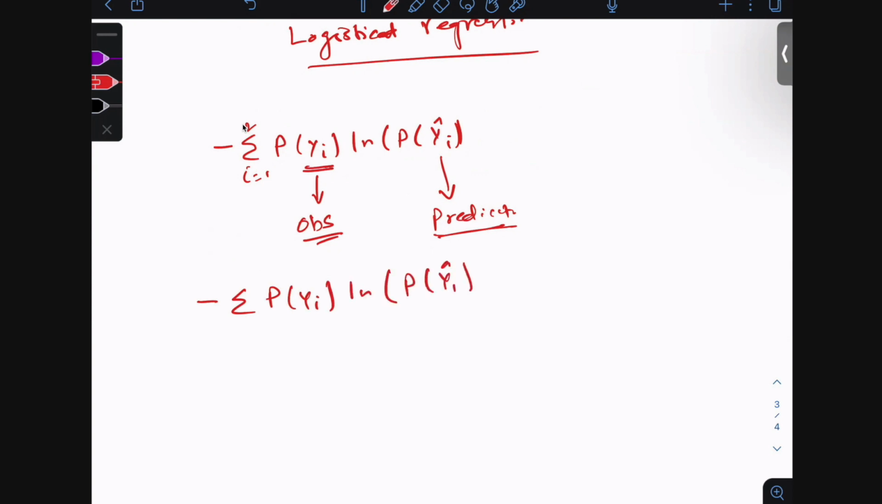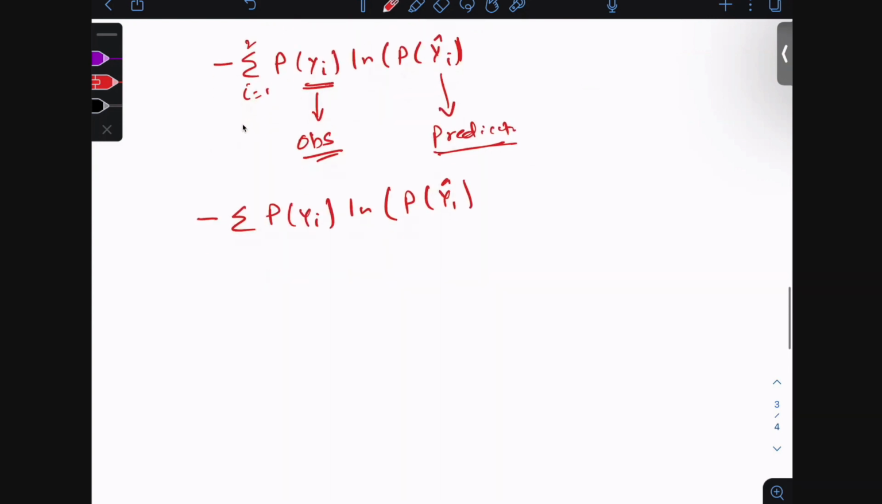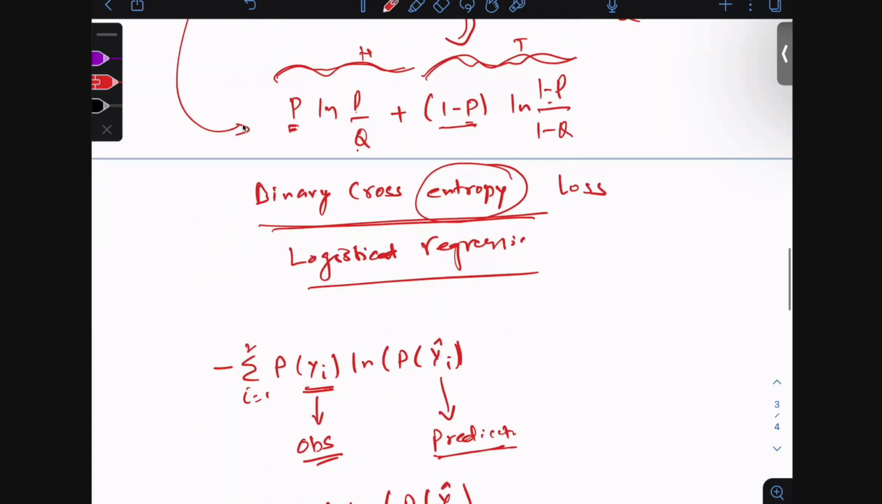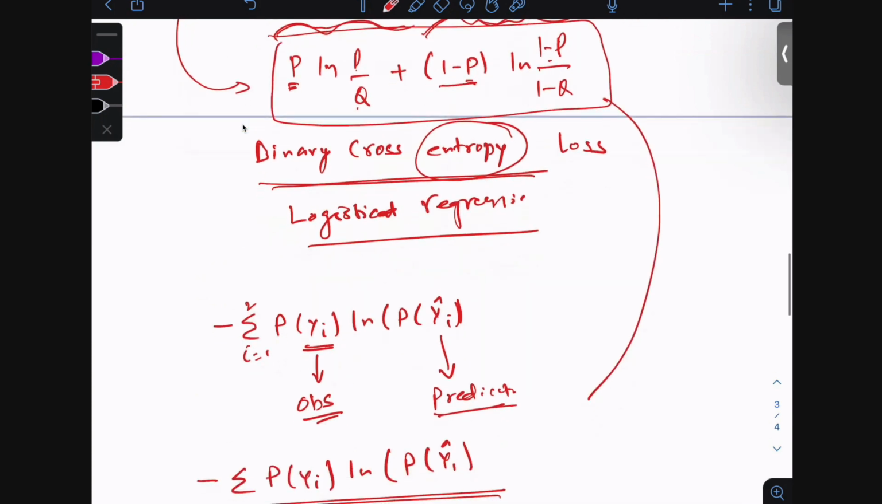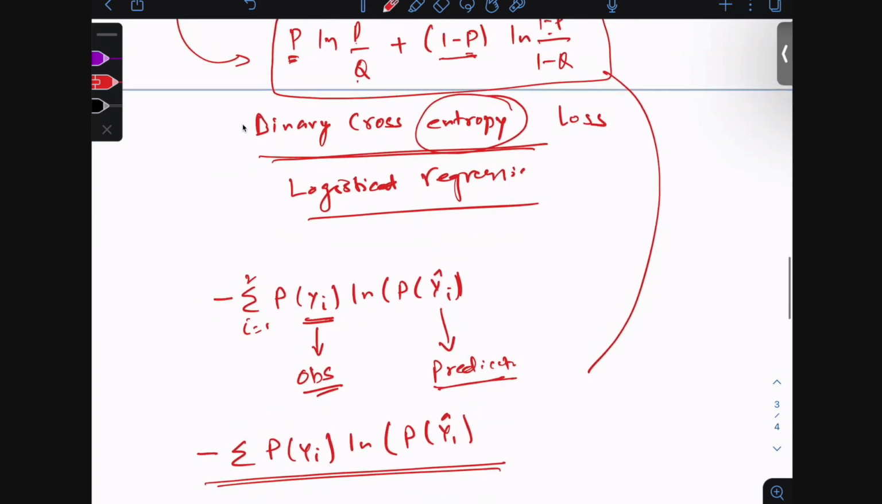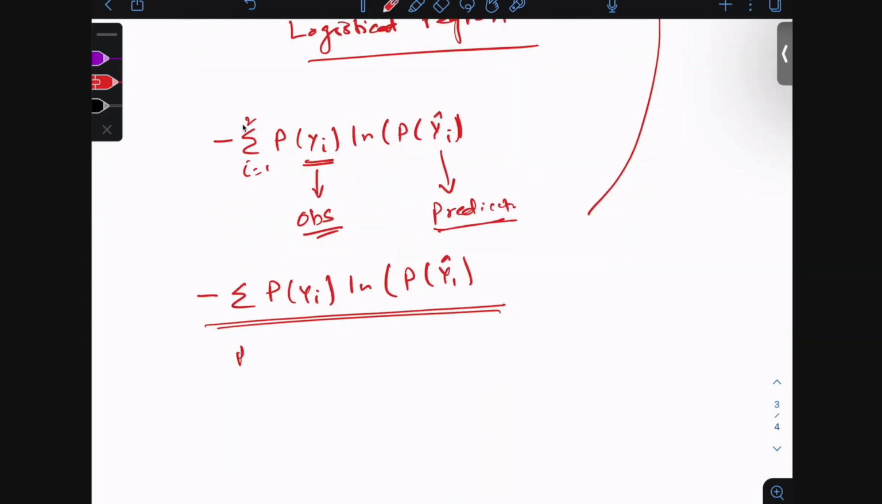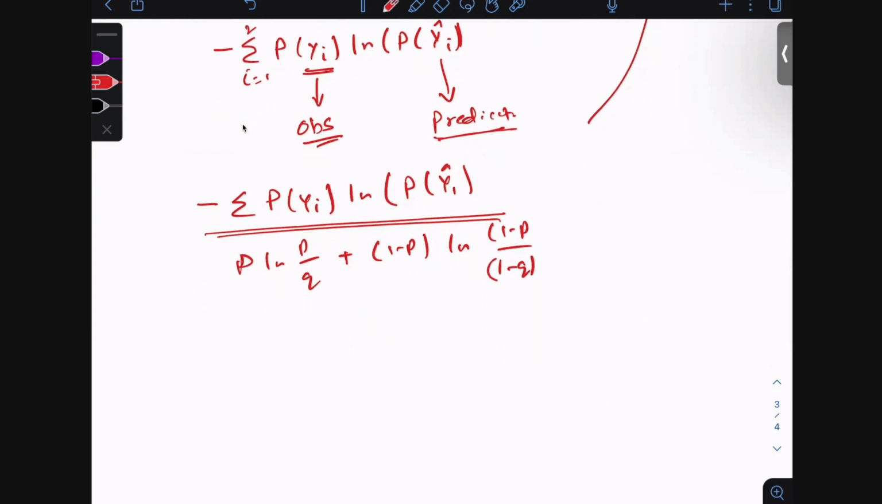Pyi hat, okay? And this is our binary cross entropy, right? Let's say in the case of a two-class problem, this was the thing. How can this be written down further? Let me write it down: P ln P by Q plus 1 minus P ln 1 minus P by 1 minus Q, right? Correct? Okay, so let's see how it is written down.